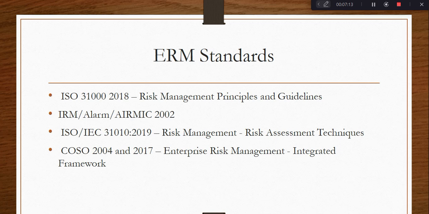Now, ERM standards. This is a very, very important question when it comes to interviews. They ask what standards are implemented in ERM. So this is a quick view. There is the ISO 31000:2018 standard. There is the IRM, ALARM, AIRMIC 2002 standard. Then there is the ISO/IEC 31010:2019 standard. Then there is the COSO 2004 and 2017 standard. Do remember these standards are very comprehensive. Go through them. If you want me to make videos on these standards, let me know, and I'll definitely do it.